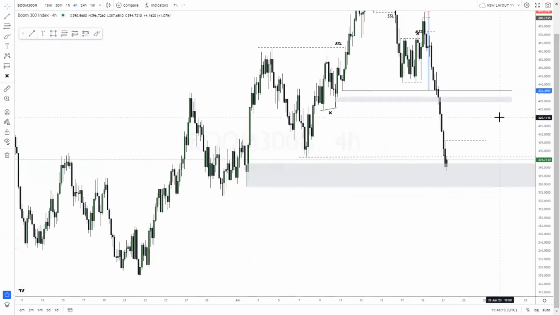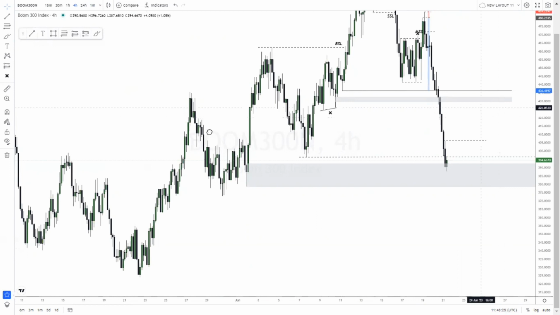The truth about this is that boom and crash is a simpler asset to trade. It's very simple, very, very simple. But there are a couple of things that are important for you to know when it comes to trading boom and crash.